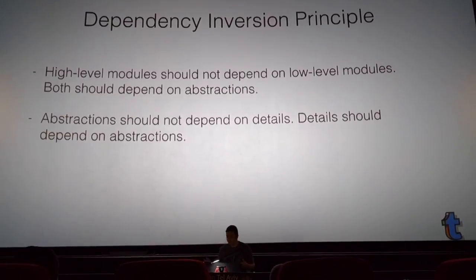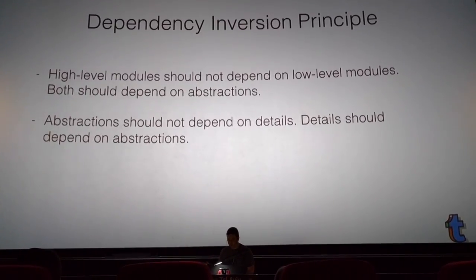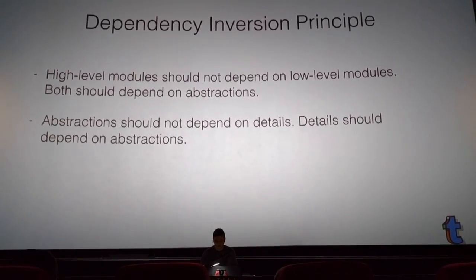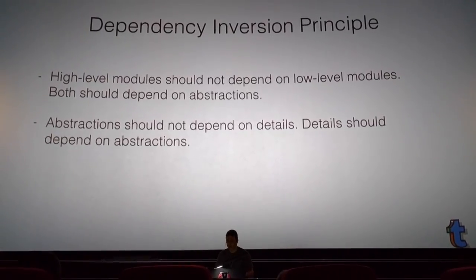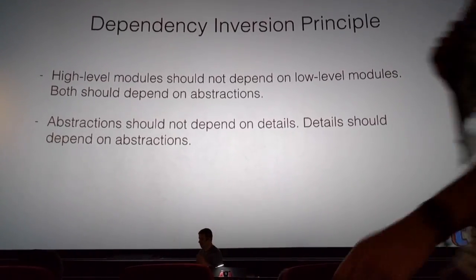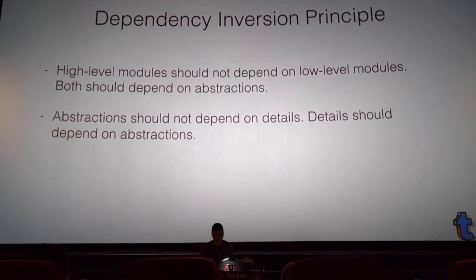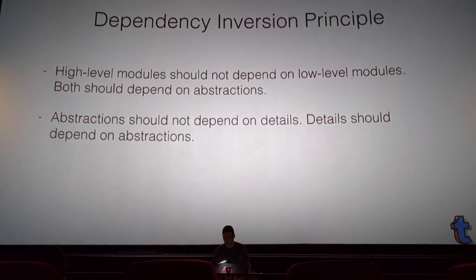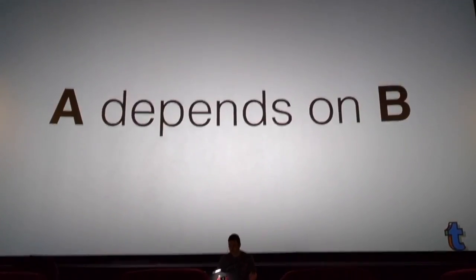SOLID software design principles. So the definition is: high-level modules should not depend on low-level modules. Both should depend on abstractions, and abstractions should not depend on details. Details should depend on abstractions. Now that's a very dry and kind of hard to understand definition, and it doesn't really help understand what it is. So let's just go through an example, and it should become very clear.